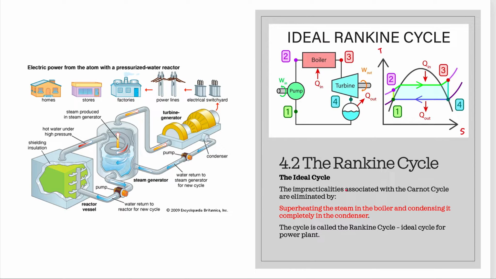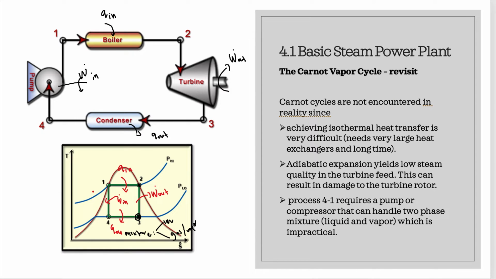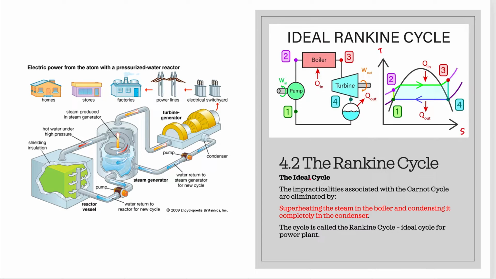So the impracticalities associated with Carnot cycle are eliminated with superheating the steam in the boiler. So if you can see here, in boiler, okay, the heating is limited at T2. But we modify in Rankine cycle, we reheat the liquid up until superheated here in state 3.